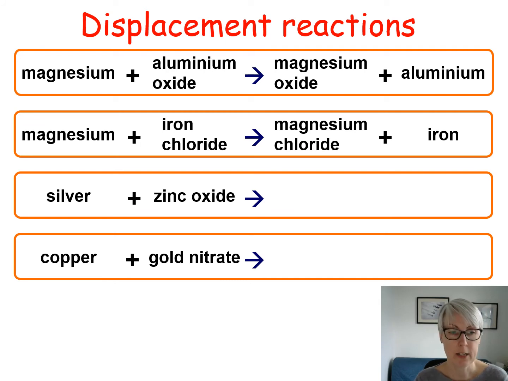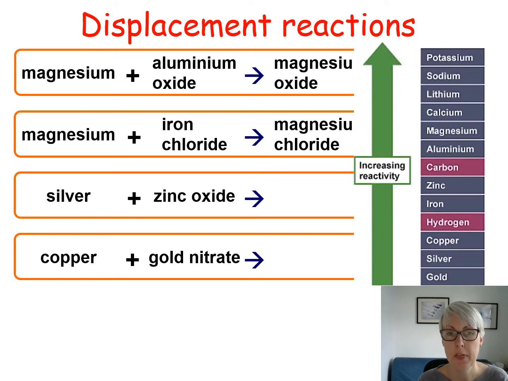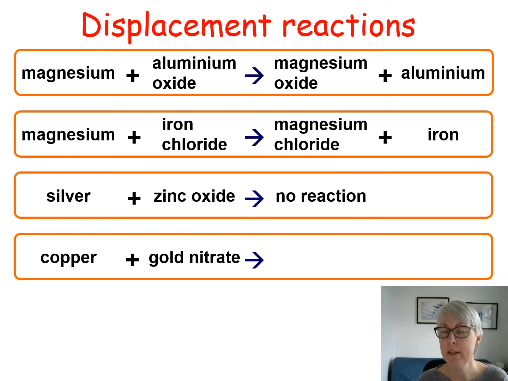Time for the next reaction. The next reaction is silver and zinc oxide. So again, we need to look at the reactivity series, and there it is. Let's find silver and zinc this time in our reactivity series. Well, there's zinc. We've got to go all the way down here to silver. So this time our silver is less reactive than the zinc in the compound, the zinc oxide. So this one is in fact not going to react. So there we go. This time there is no reaction whatsoever.